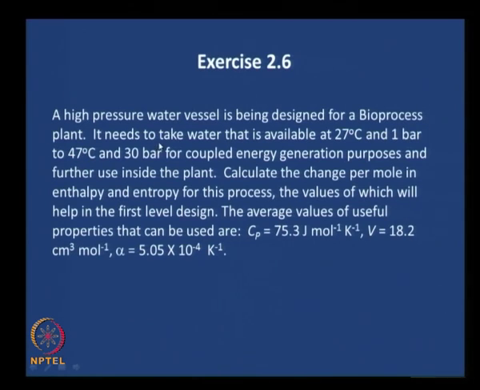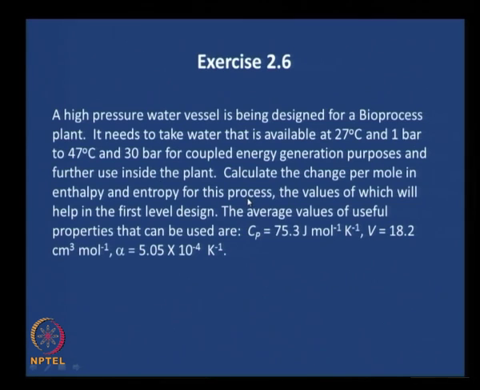A high pressure water vessel is being designed for a bioprocess plant. It needs to take water that is available at 27 degrees C and 1 bar to 47 degrees C and 30 bar for coupled generation, energy generation purposes, and further use inside the plant. This is a very typical scenario. Calculate the change per mole in enthalpy and entropy for this process, the values of which will help in the first level design. We are at the design stage now.